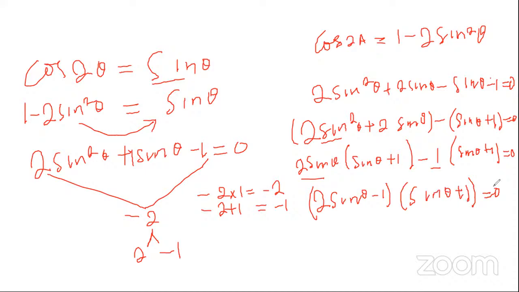Is that okay? Then here we say either the first bracket is equal to 0, two sine theta minus 1 is equal to 0, meaning sine theta is a half. So we take the sine inverse, so theta will be equal to sine inverse of half. What is sine inverse of half?